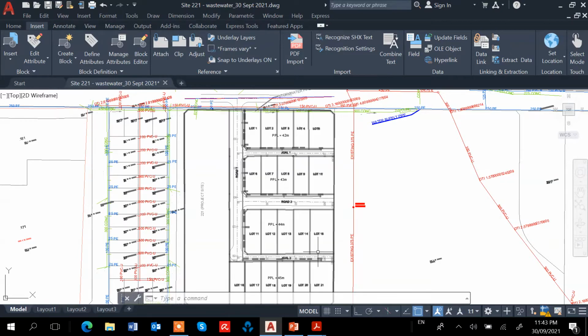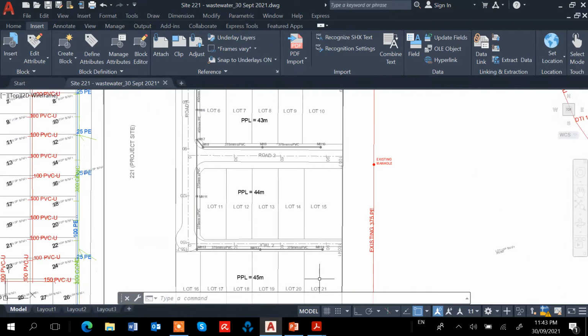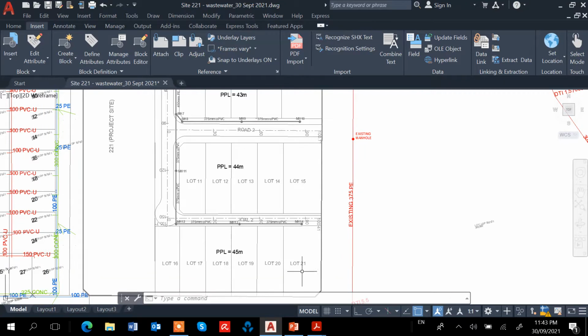This one is for my alternative scheme, which is different from yours. It's about 21 lots. For the one that you are doing, it will be 27 lots. So we need to talk about how we find out the dry weather flow for the sewage.